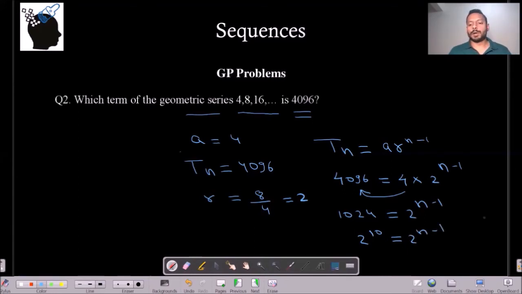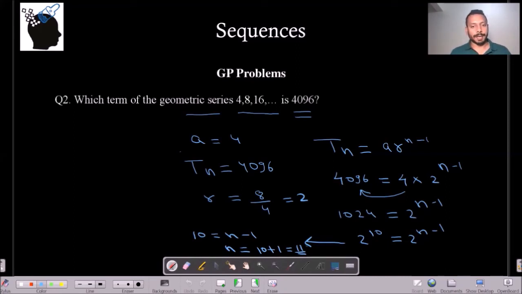So here we have a concept of exponents. If two exponents are equal and if their bases are same, then even their powers will be same. So that means we can equate 10 and n minus 1 to get the value of n as 10 plus 1, which is nothing but 11. That means 4096 is the 11th term in this sequence. Hope by now your concepts of arithmetic progression and geometric progressions are clear.